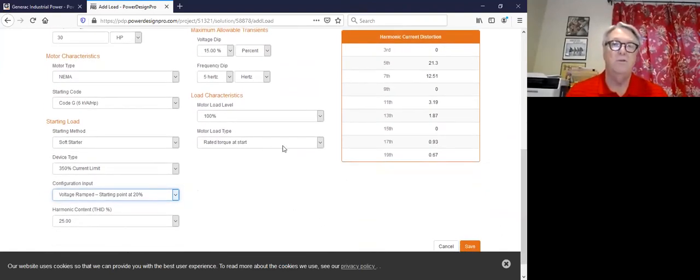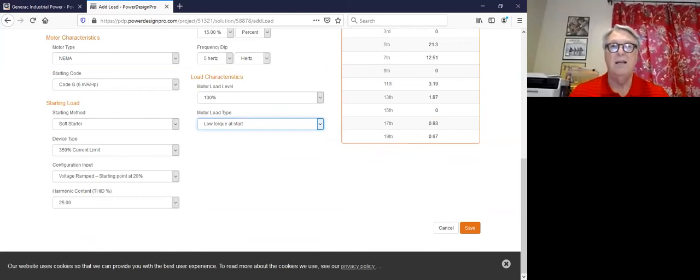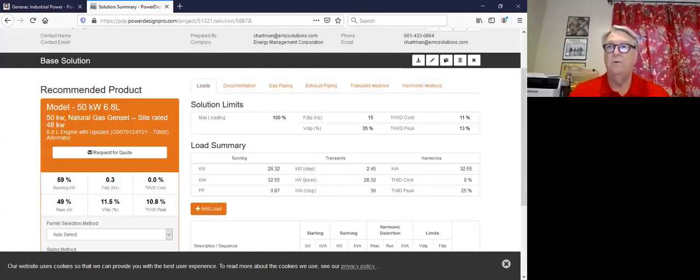It's got a centrifugal pump to start that compressor, so I'm going to use low torque at start, although I could use the standard torque at start, and that would be fine. But it would result in a slightly larger generator. Let me now save this, and you'll notice that we end up with a 50 kilowatt generator.